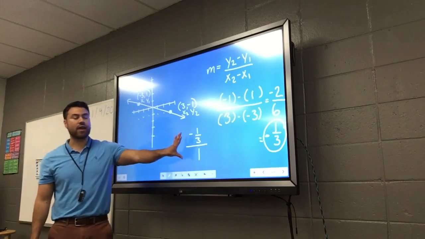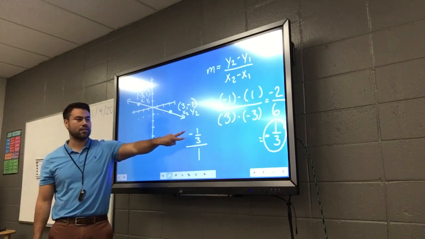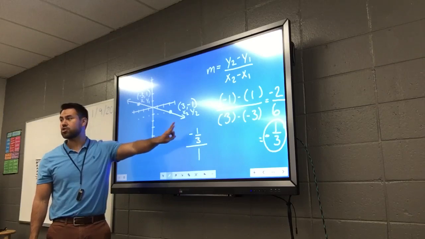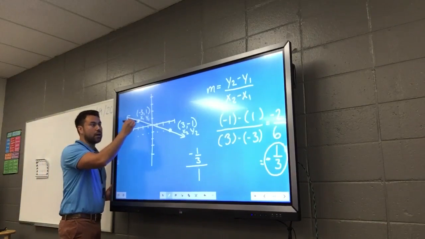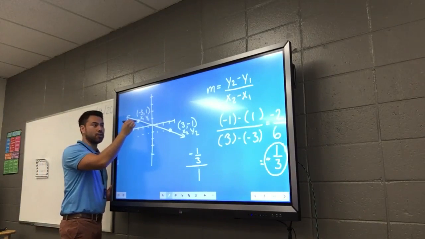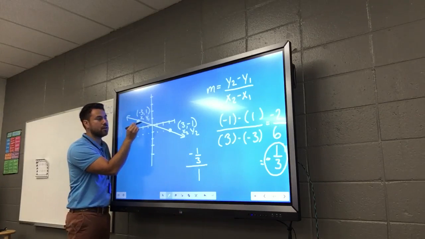So in this fraction, what's your rise? Negative 1. What's your run value? 1. Okay, ready? So starting right here, my rise is not up 1/3, it's down 1/3. So down 1/3 would be like right here somewhere, right? And what's my run? Positive 1, which is right here.